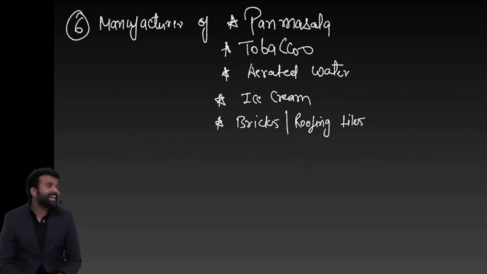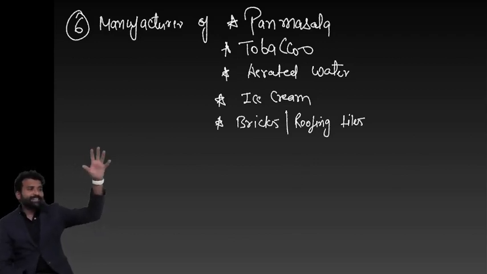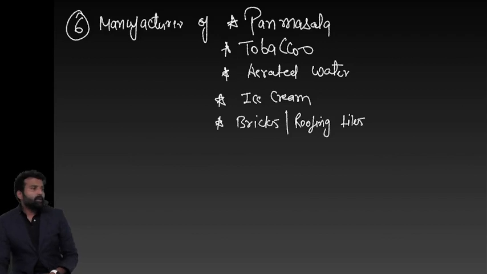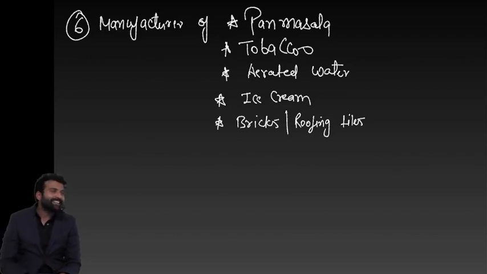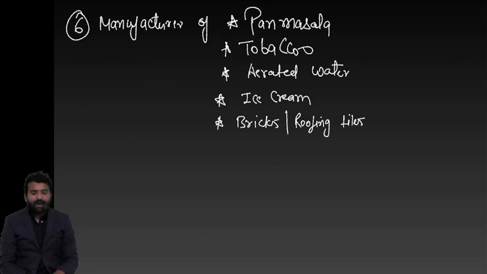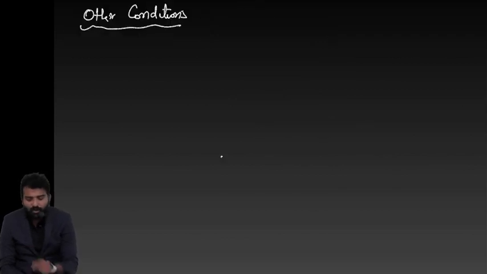After bricks, roofing tiles is also written. Roofing tiles. The tiles that are put on the roof. Roofing tiles and bricks, like the tiles put on a roof. That is called roofing tiles. So pan masala, tobacco, aerated water, ice cream, bricks and roofing tiles. These are the items if you are manufacturing, you are not allowed to opt for composition scheme. These are the ineligibilities. In an MCQ, they might ask you what are the items which are ineligible under composition scheme? So the manufacturer of pan masala, tobacco, aerated water, ice cream, bricks and roofing tiles, they are not allowed for composition scheme.